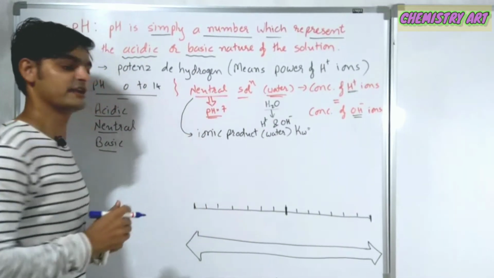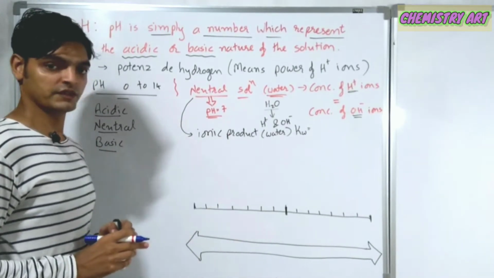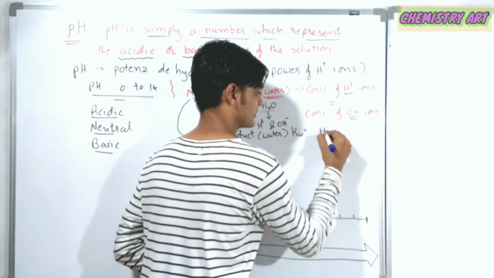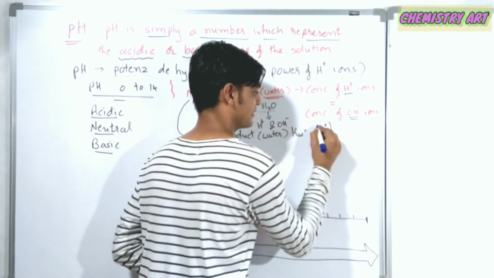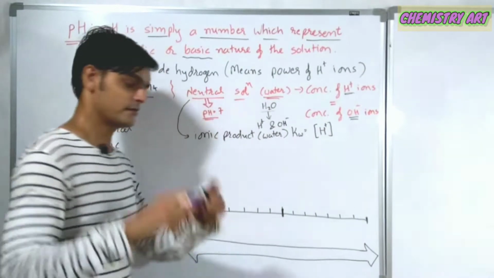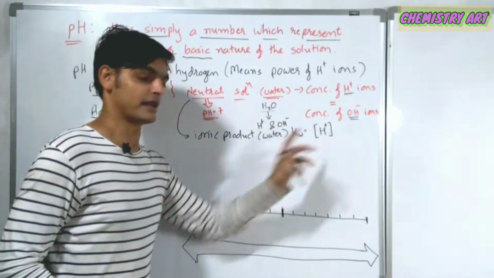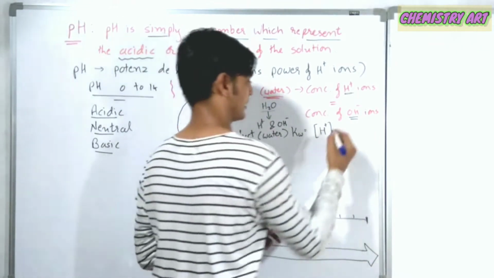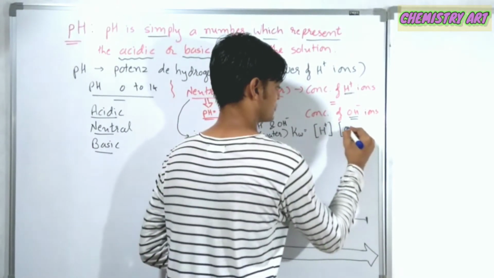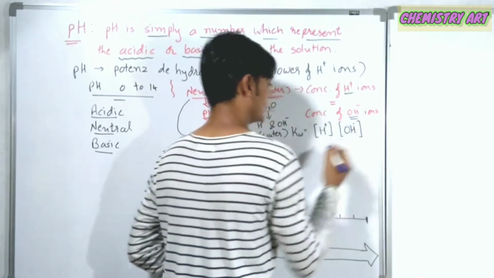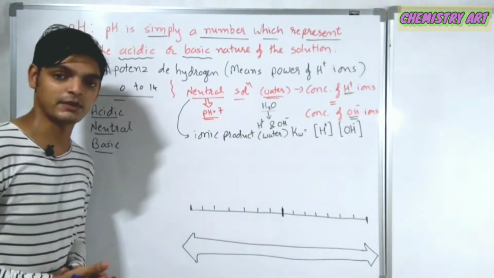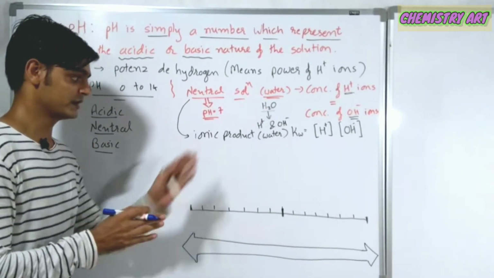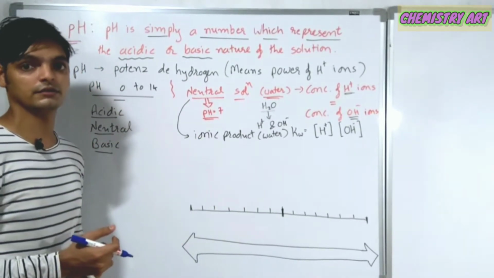Okay, neutral ionic product. Kw is equal to the concentration of H plus. Here we are representing concentration by showing the square brackets. And the concentration of OH minus is the same. So Kw is [H+] into [OH-], and the concentrations of H plus and OH minus are the same in a neutral solution.